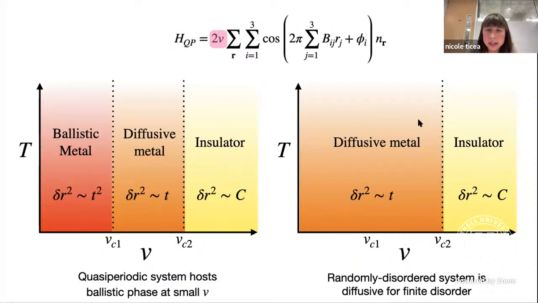And now let's compare this to randomly disordered systems. What we see is that in the presence of random impurities, we don't actually have any ballistic phase at all. For even finite amounts of disorder, the transport will be diffusive in nature. And then when you cross V critical 2, it'll become Anderson localized.